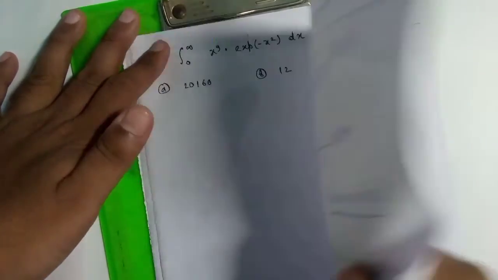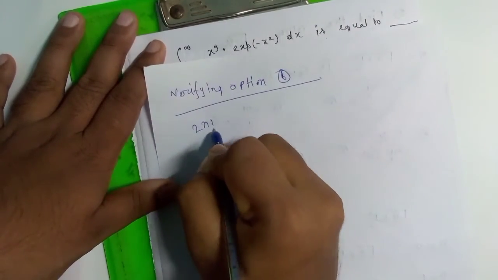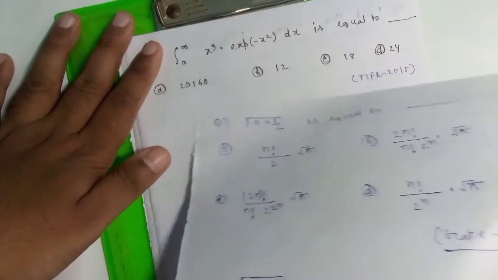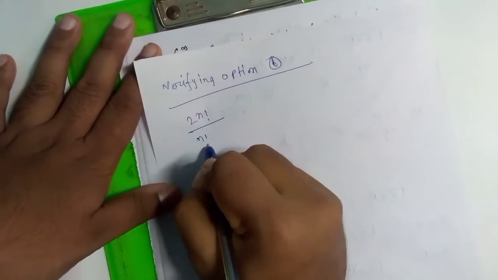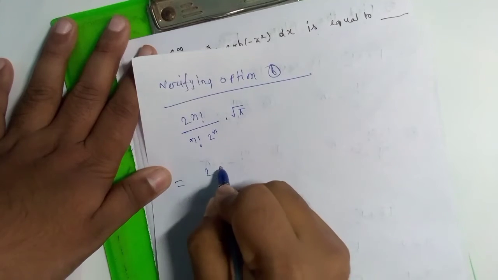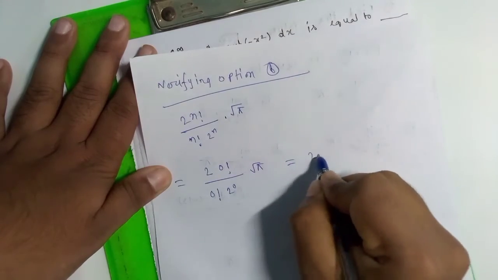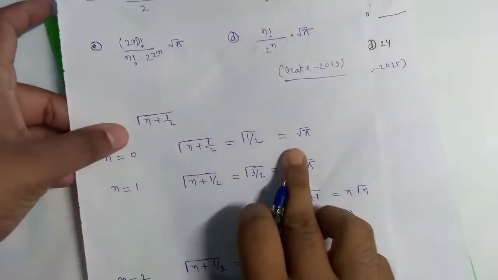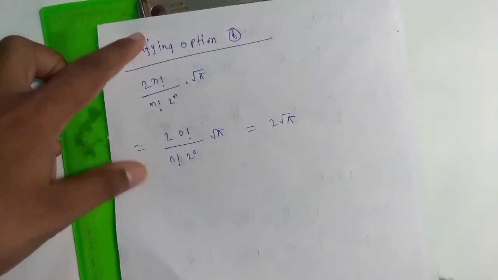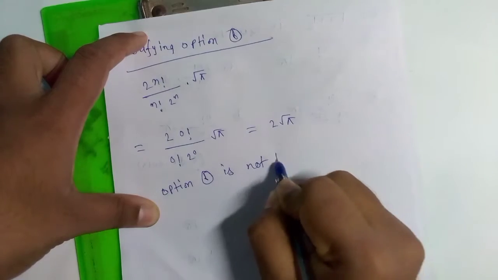Now we go to the next option, verifying option B. Option B is given as 2n factorial by n factorial 2 to the power n root pi. If we put n equal to 0, then we get 0 factorial by 2 to the power 0 root pi. This comes 2 root pi. But when we put n equal to 0, it should come root pi. So option B is also not correct. Option B is not true.